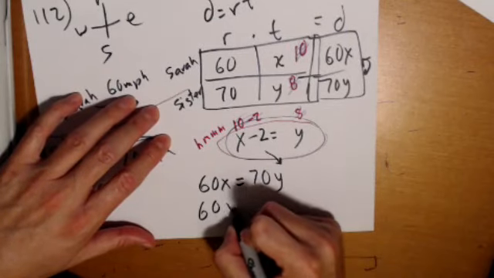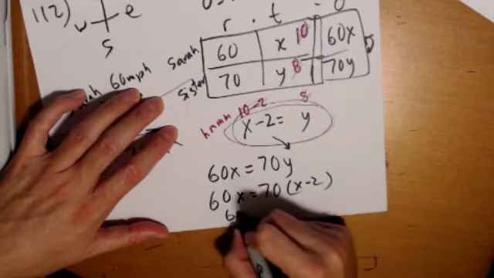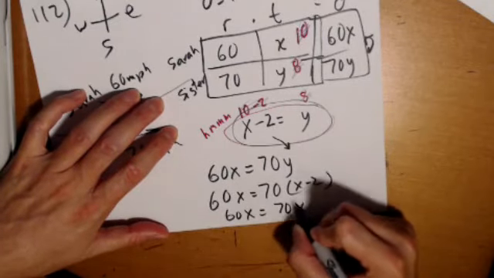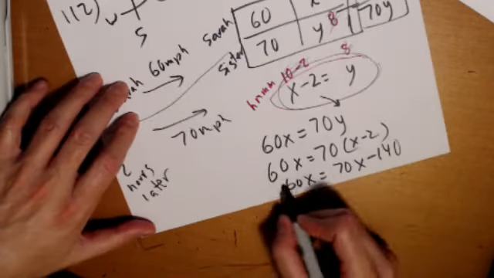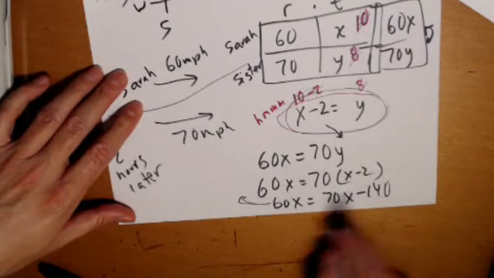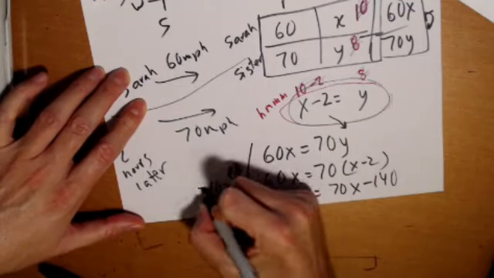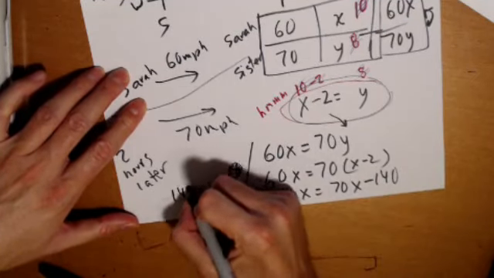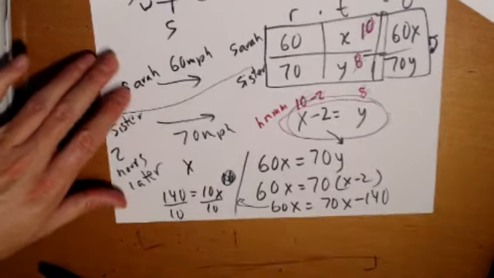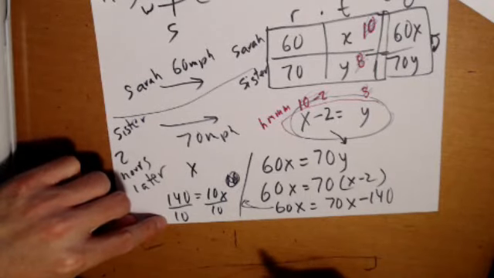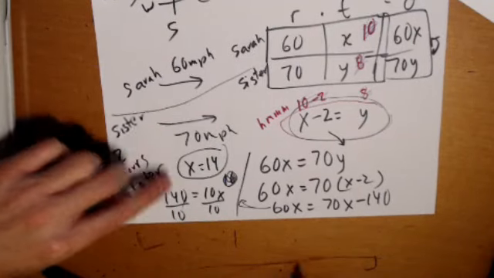So 60x is equal to 70, and instead of y, I'm going to put x minus 2. So 60x equals 70x distributing, minus 140. Let me bring things over here. So bring the 60x over to the 70x. So it's going to look like 10x is equal to, bring the 140 over, 140, divided by 10. And so x, this got messy. x, what's 140 divided by 10? The zeros cancel, it's just going to give us 14.